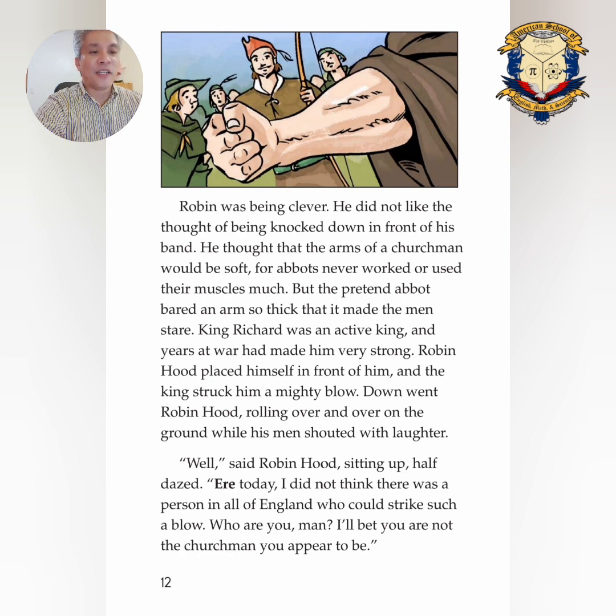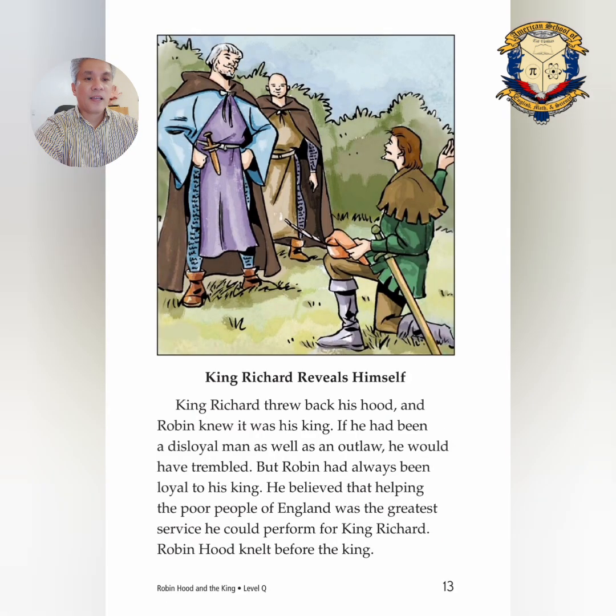Down went Robin Hood, rolling over and over on the ground, while his men shouted with laughter. "Well," said Robin Hood, sitting up, half dazed, "today I did not think there was a person in all of England who could strike such a blow. Who are you, man? I'll bet you're not the churchman you appear to be." King Richard reveals himself. King Richard threw back his hood, and Robin knew it was his king.